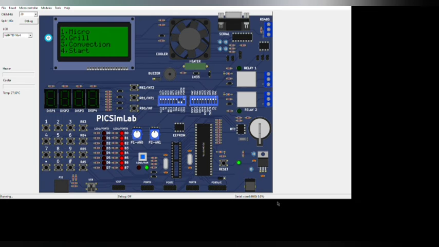Let's get into the project. Now we shall see the project implementation. If we switch on the microwave oven, it displays a message that the microwave oven is switching on, and it displays the four modes we are using in this microwave oven: first, micro mode, grill mode, convection mode, and start mode.